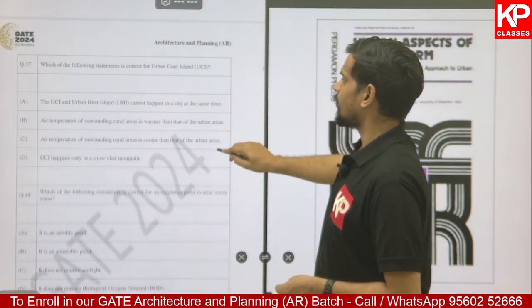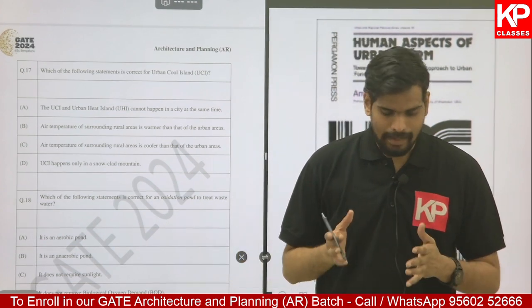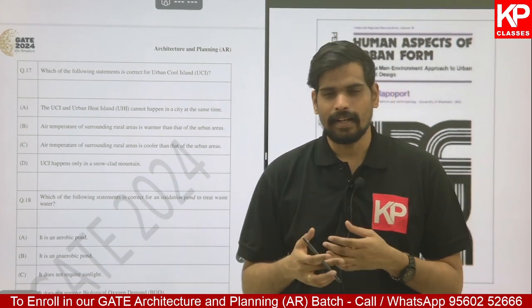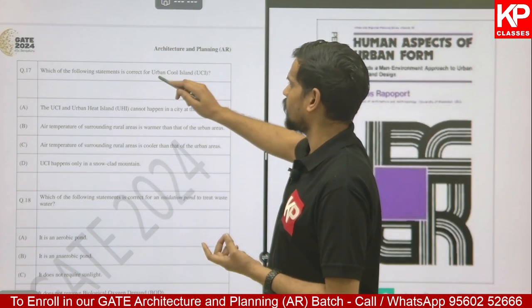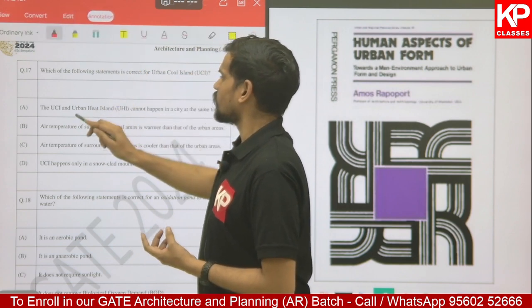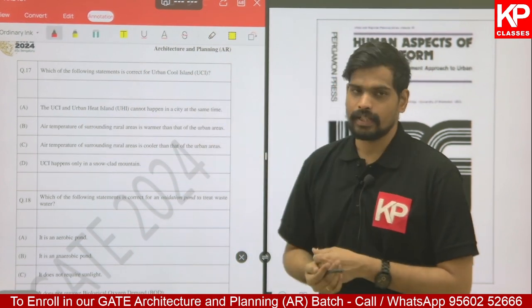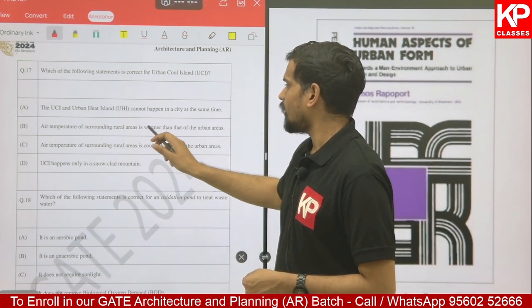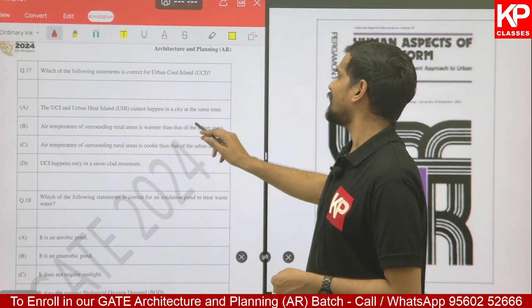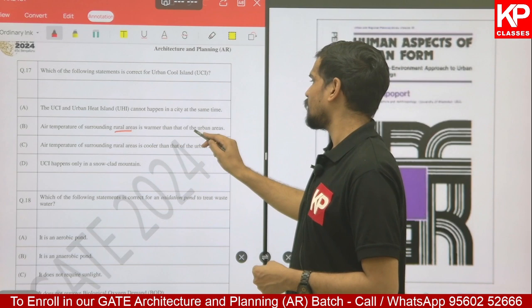Which of the following statement is correct for urban cool island? Now, every one of you might have heard about the concept of urban heat island, which is a very popular concept. You can see the options over here. Let us read the options first. The UCI, urban cool island and urban heat island, cannot happen in the same city at the same time. The next one, air temperature of surrounding rural areas is warmer than the urban areas. So, rural areas warmer than the urban areas.